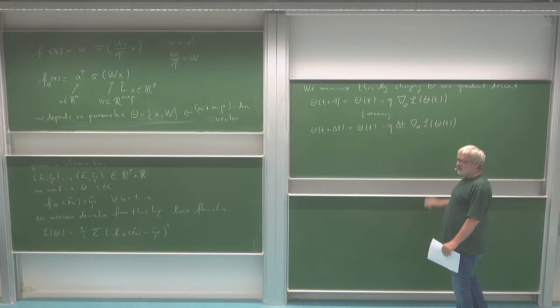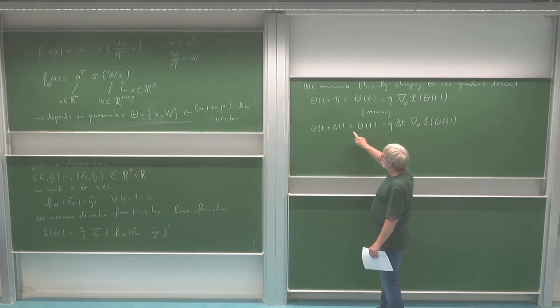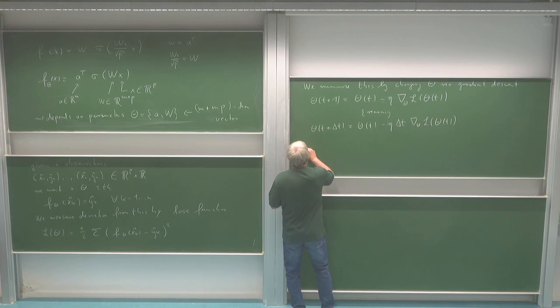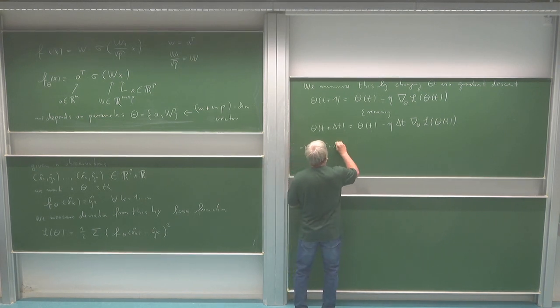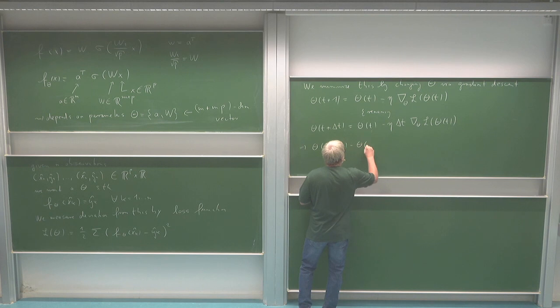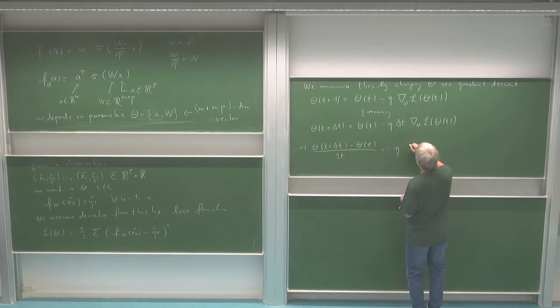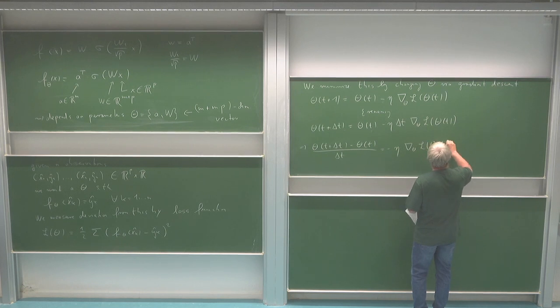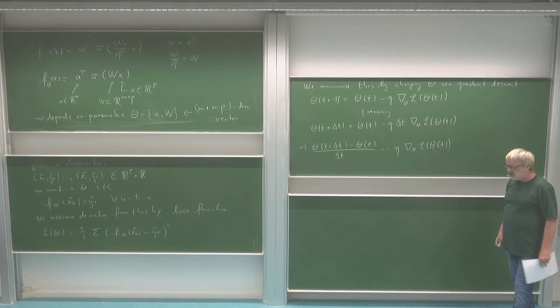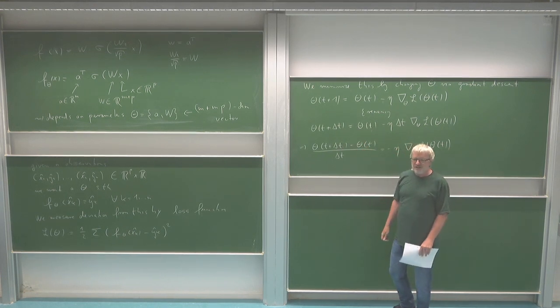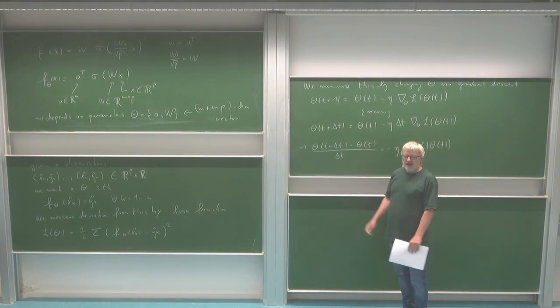Okay, and now you see what I have here. If I bring this to the other side, I have theta of t plus delta t minus theta of t, and then I can divide it by delta t. So this is minus eta times the gradient of my loss function at the time t before. Okay, now you see why I have changed it in this way. Now I send this delta t to 0, and then I have a kind of differential equation.